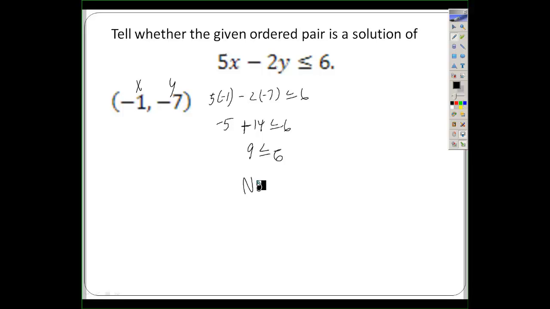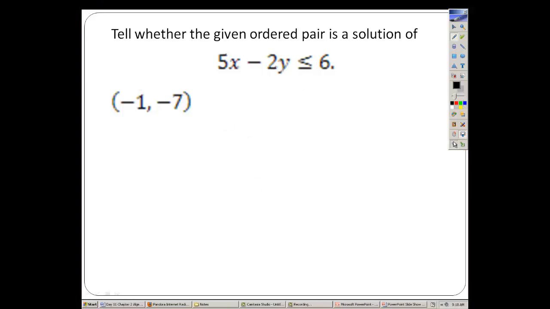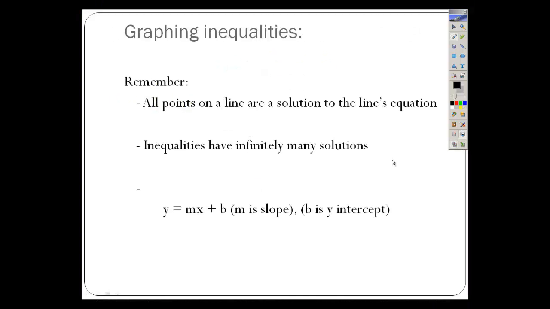Okay, so we're going to use this today when we're graphing. We need to understand what does and does not make a solution to the equation. Let's just remember a few things. Today when we're graphing, we're going to have inequalities. So we're not going to have y equals mx plus b. What we might have is y is less than mx plus b, or y is greater than mx plus b, or anything like that.